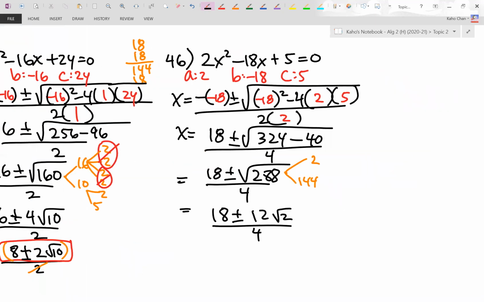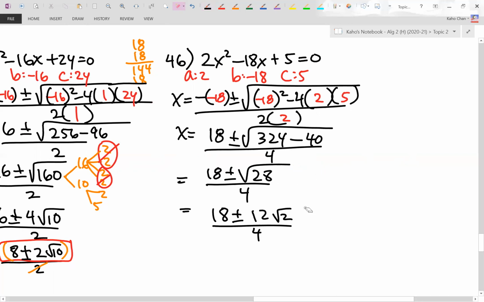Can that be reduced by 2? Yes, it can. Divide everything by, did I get it right? 12, 2, 144. Did I give you the wrong answer? I may have given you the wrong answer. Let me double check everything. 2x, 18, 5. 18, 18, 324, yeah. 324 minus 40 is 284. Oh. Good thing I'm double checking everything. That's 284, folks. Sorry about that.